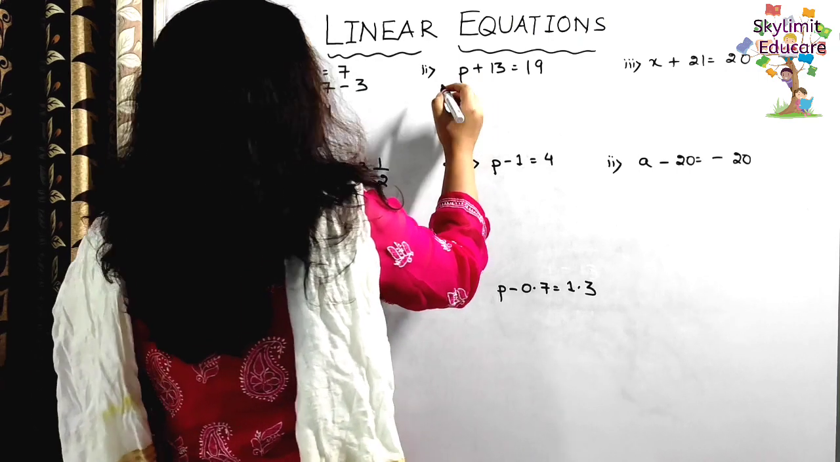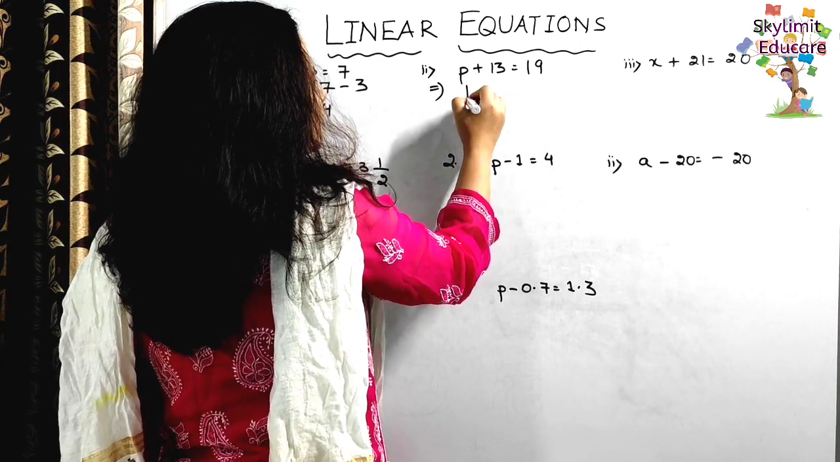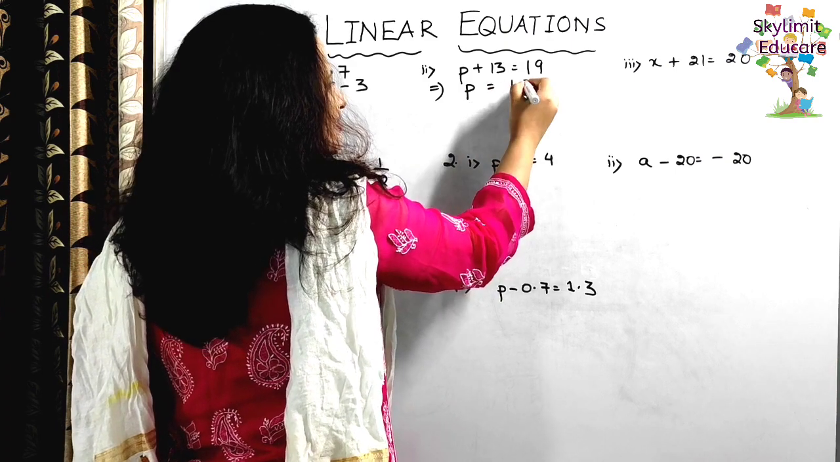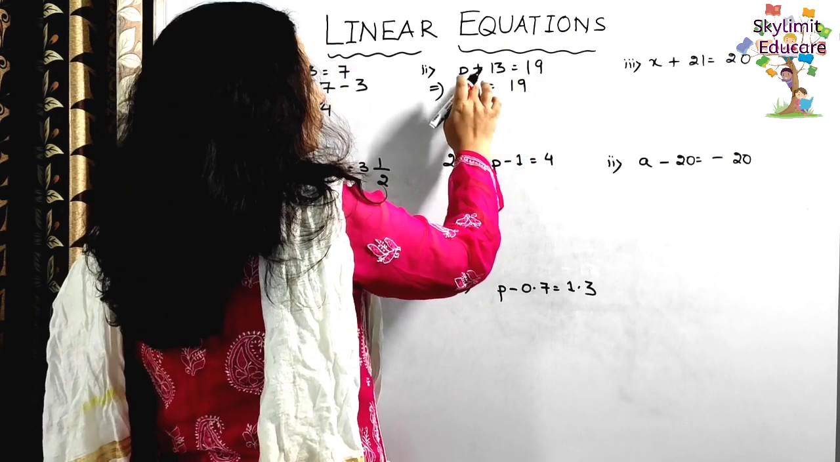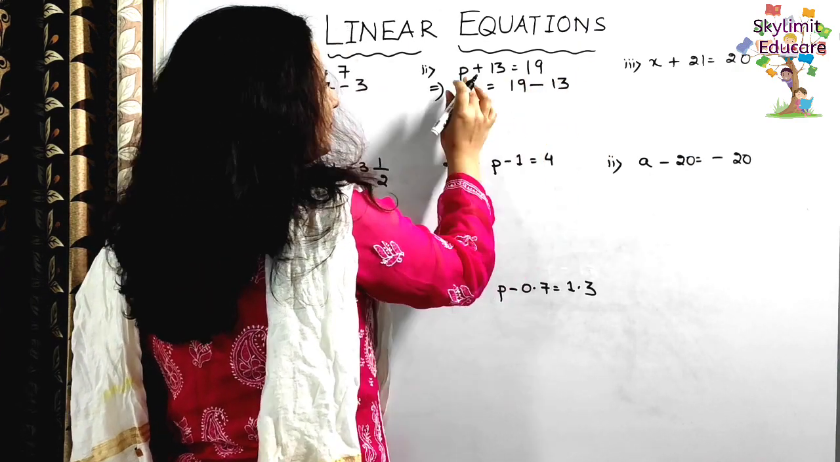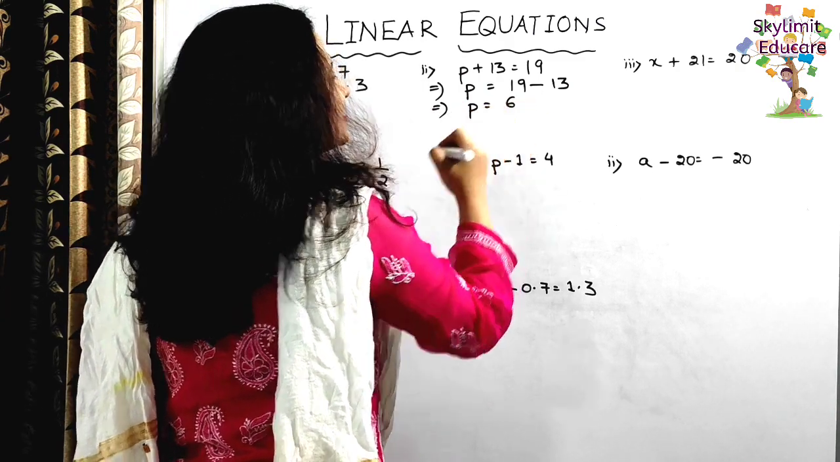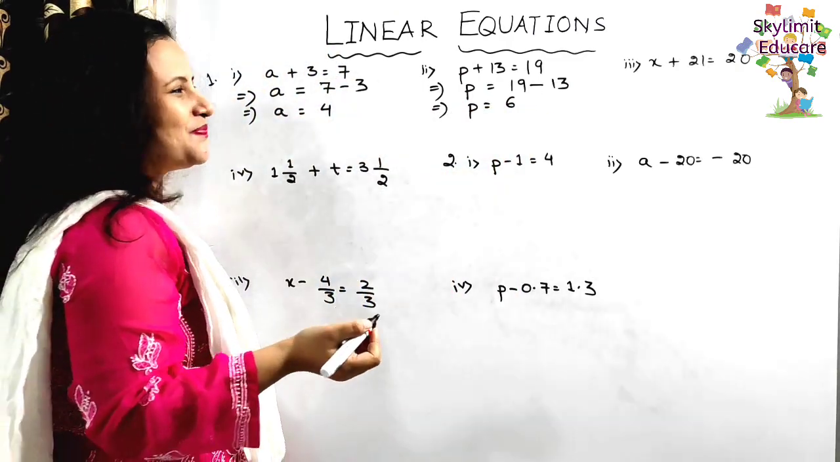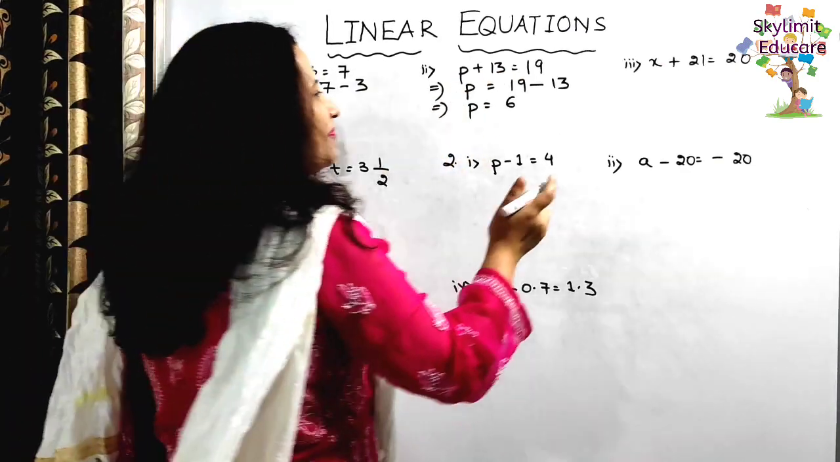Let's come to the second question. P plus 13 is equal to 19. So I will find the value of P. First I will write whatever is on the right hand side, I will write it down. 19 is there. Now 13 I will shift to the right hand side. That becomes what? Minus 13. Plus 13 becomes minus 13. And so P will be equal to what? 6. Easily we have got the answer. And you can check also, 6 plus 13 will give us 19.